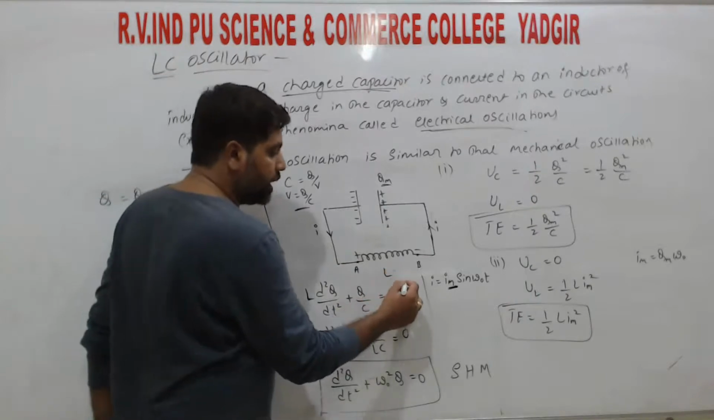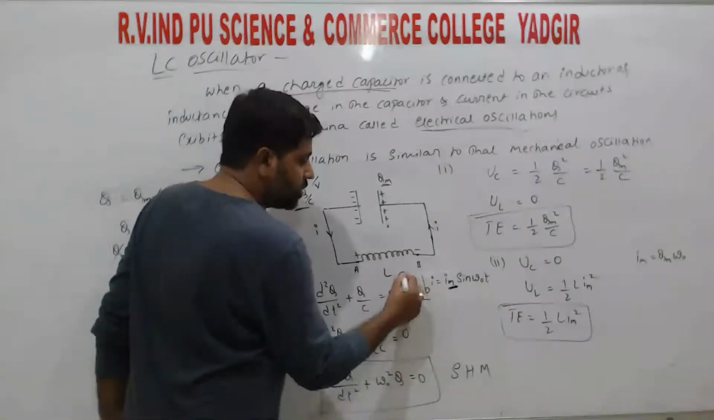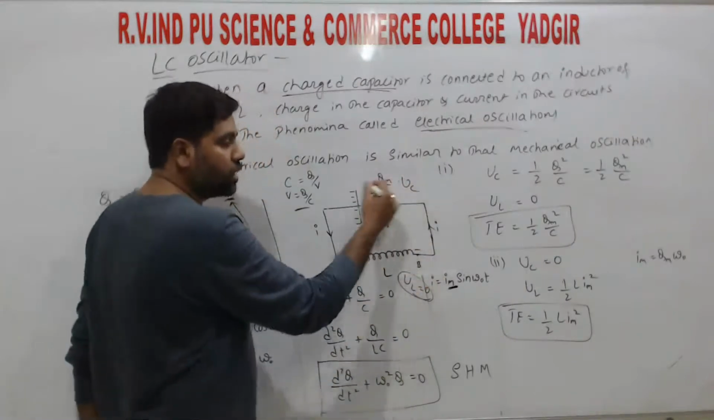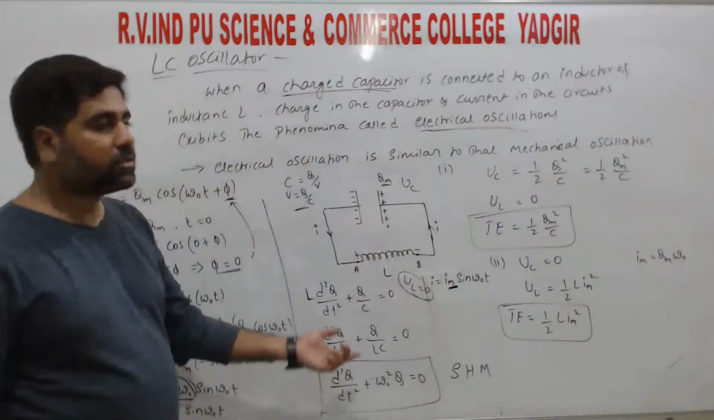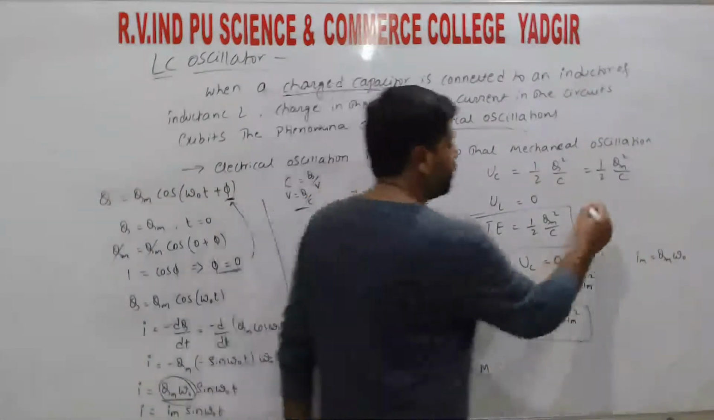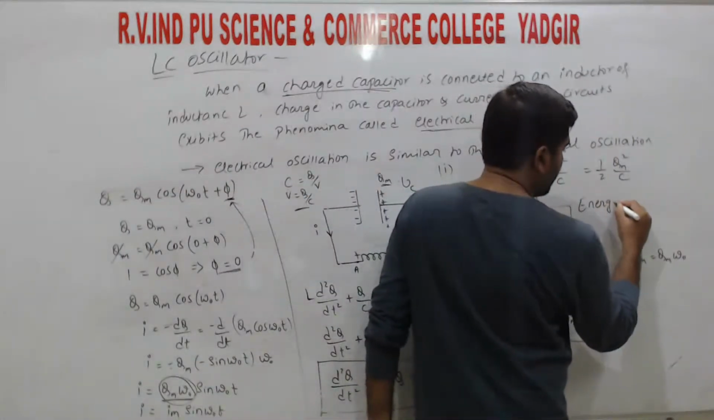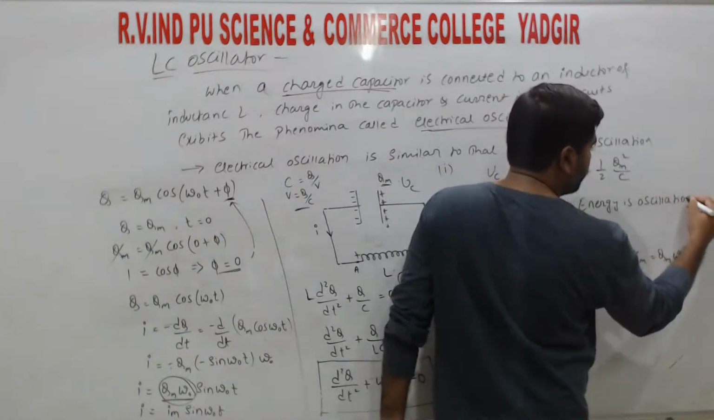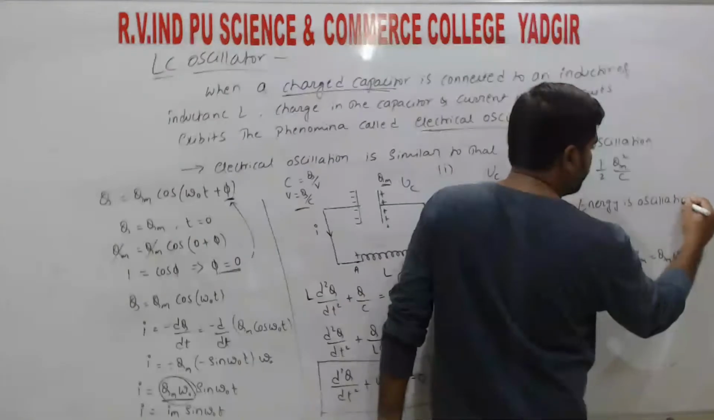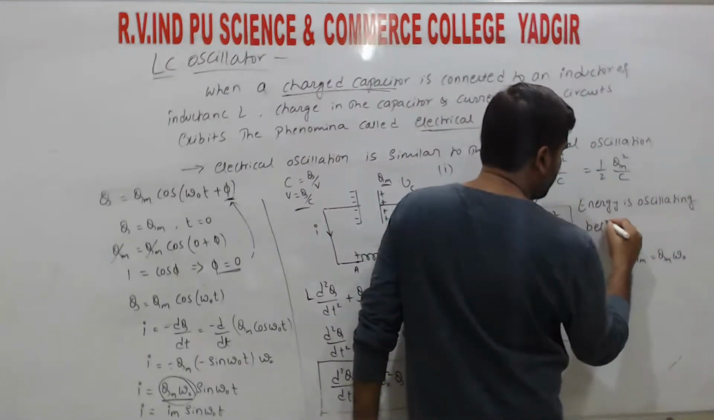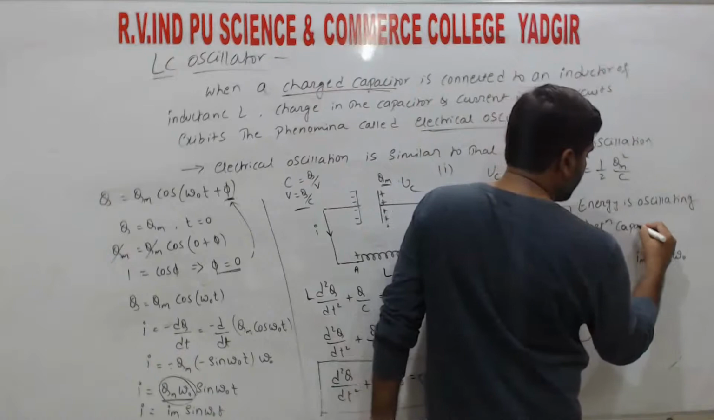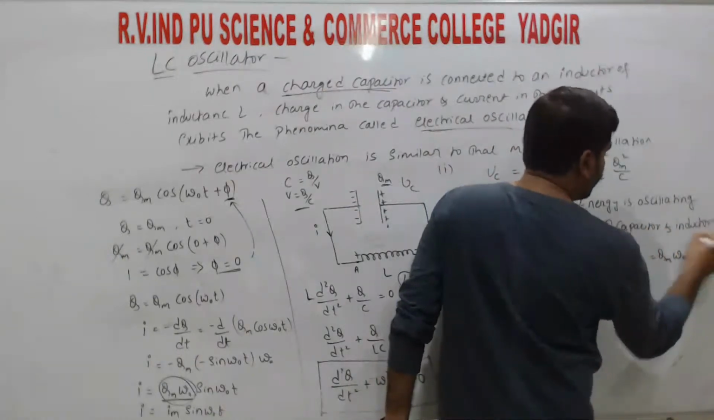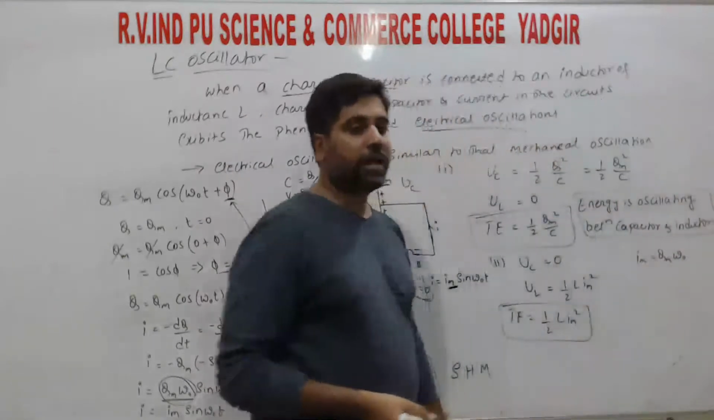So then the energy in the inductor becomes 0. Again here we get the energy in the capacitor. So this process keeps on going. So that means the energy is oscillating between capacitor and inductor. So this we call as LC oscillator.